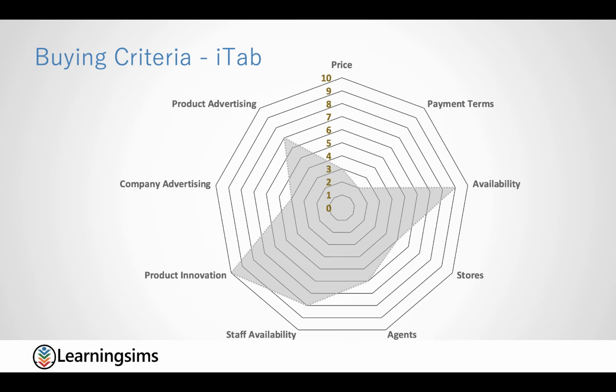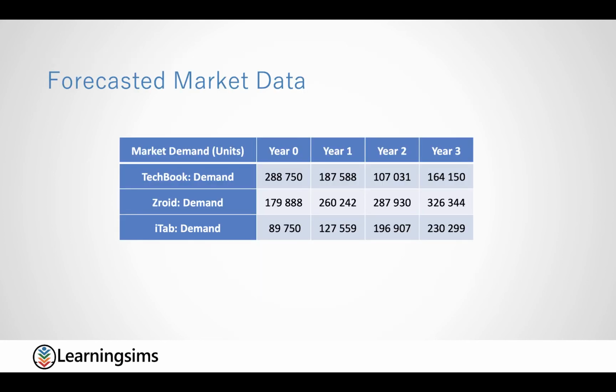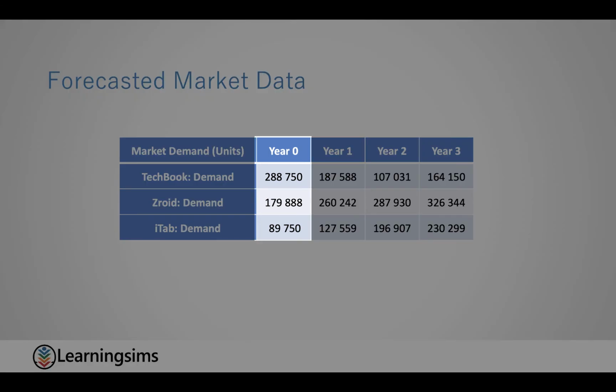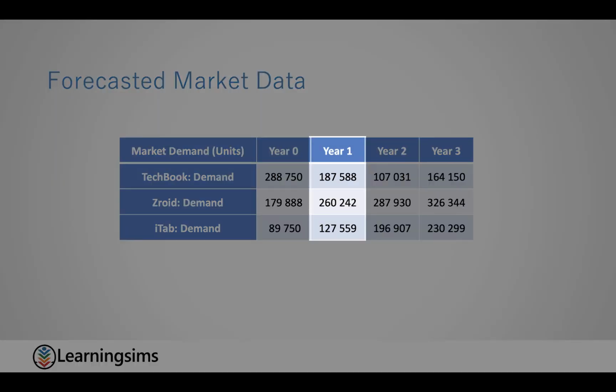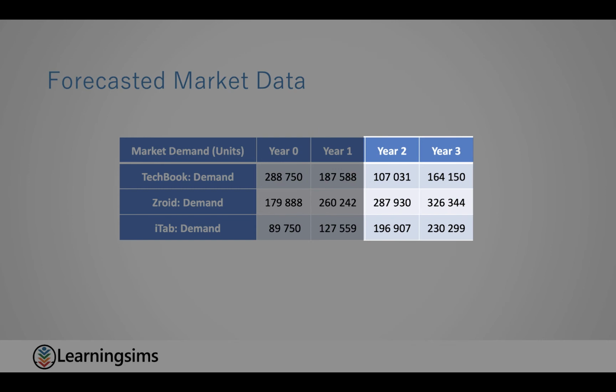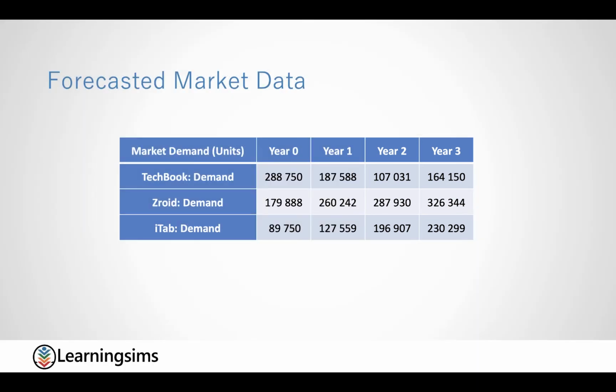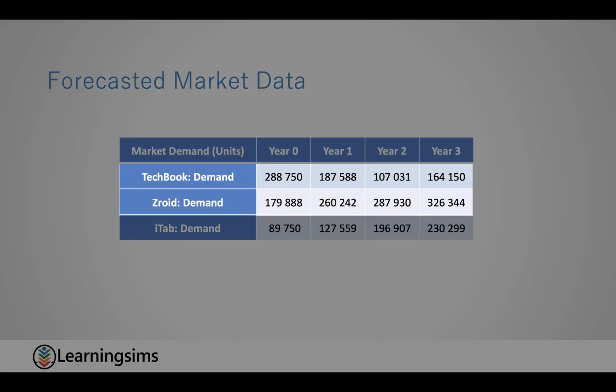As you plan for the simulation, we've given you as well your forecasted market data. This is telling you the demand for your product overall in the total market. So in year 0, this is last year. This is how much you sold equally between all the teams in the market. In year 1, that is the forecasted demand, and in year 2 and in year 3. As you can see, the demand for the textbook is going down, while the demand for the Zeroid is going up.